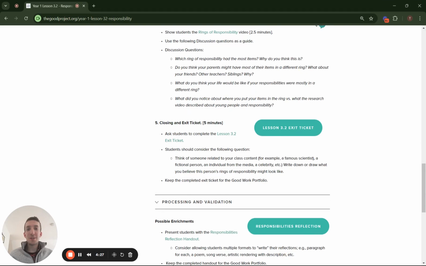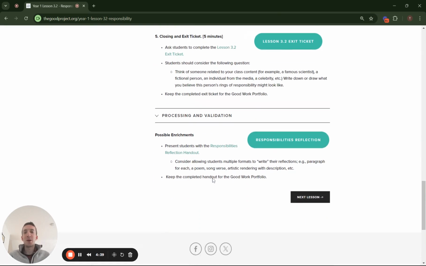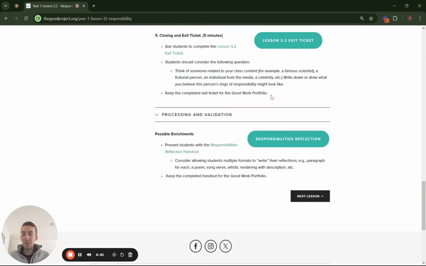And then to close, students can think of someone related to the class content, and again, kind of write down that person's Rings of Responsibility. So just giving them another chance to practice and use the Rings framework. There are different ways you might even want to do that.